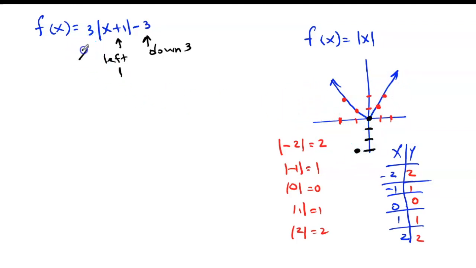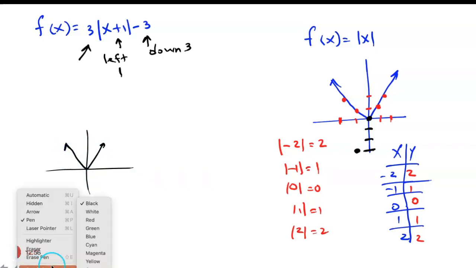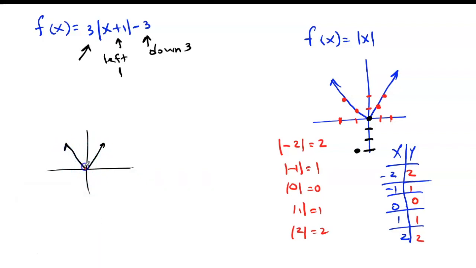But now it has a 3 on the outside. Okay. So every value will be multiplied by 3, because this is a vertical stretch. A vertical stretch. So, remember, if this is my parent function, my vertical stretch will become something like this, right? I'm pulling my graph up, okay?